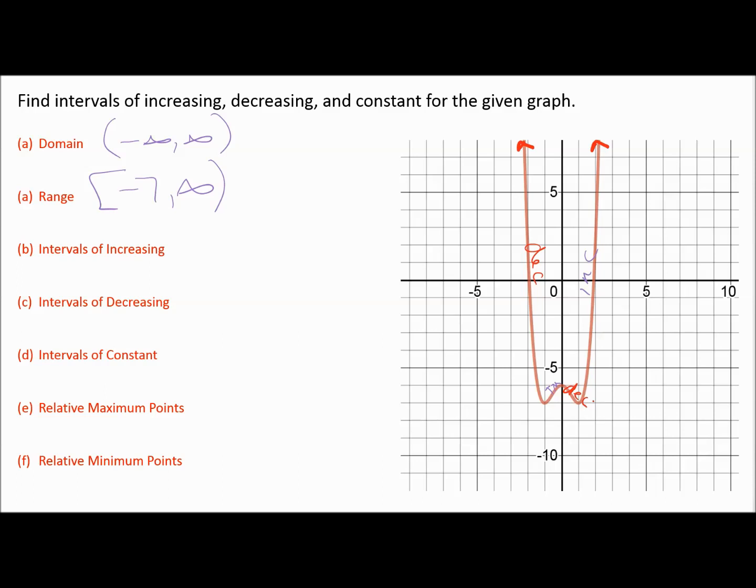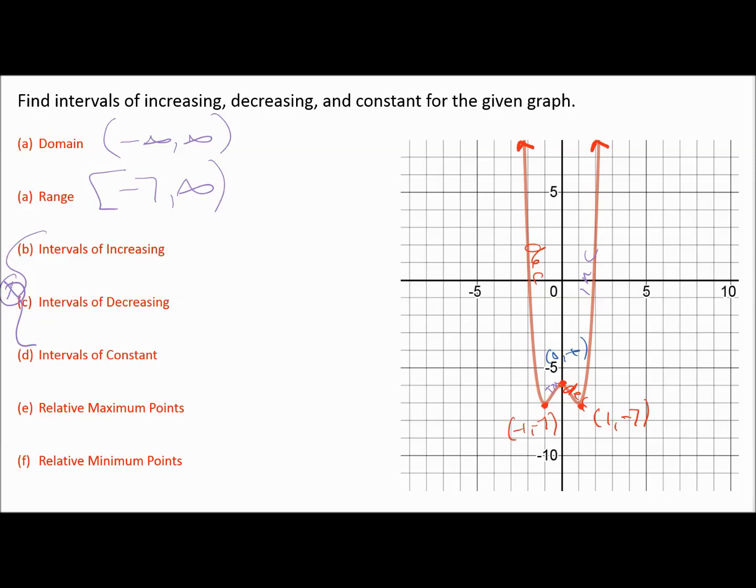Now, to answer this question, it may help to have these points labeled, and this point labeled, so we know exactly where we're talking about. Well, this point here looks like the point (-1, -7). This point on the far right over here looks like (1, -7). And then up above here looks like, I'm going to do this in a different color so we can see it a little better, (0, -6). Okay, now keep in mind, when you answer questions about increasing, decreasing, constant, you must use x values only. So all three of these are x values only.